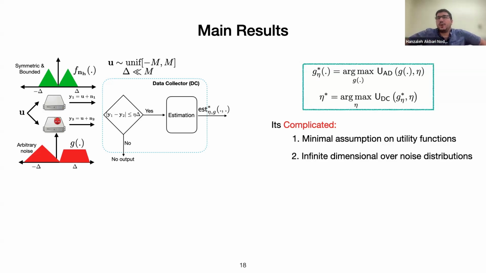The other problem is that one of the parameters here is the noise that the adversary is utilizing. And it's an infinite-dimensional problem over all of the noise distributions that the adversary can utilize. The adversary can choose any arbitrary noise, and we have different, infinite-dimensional probability density functions, or PDFs, and that's going to make this problem more complicated.